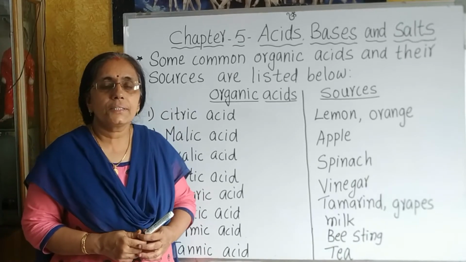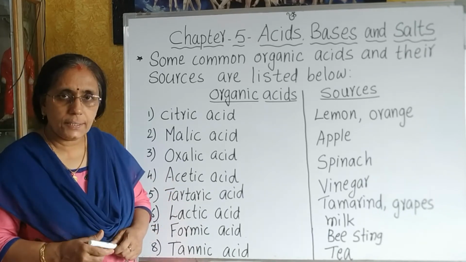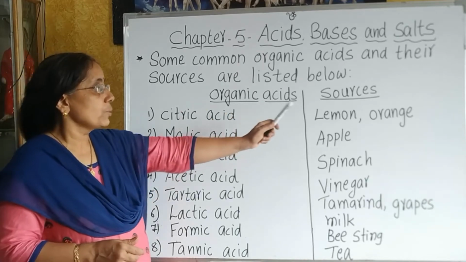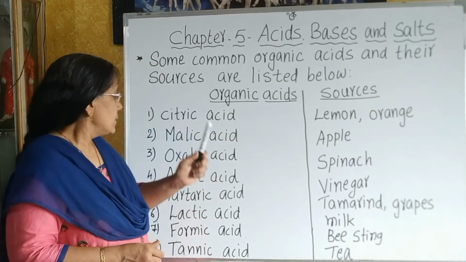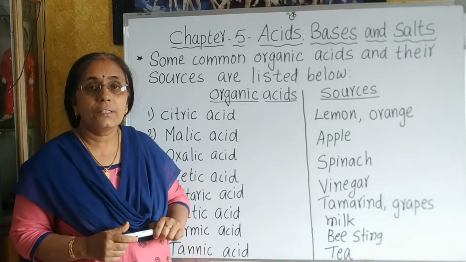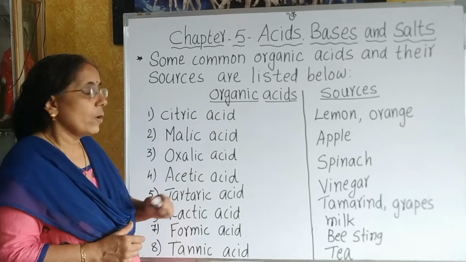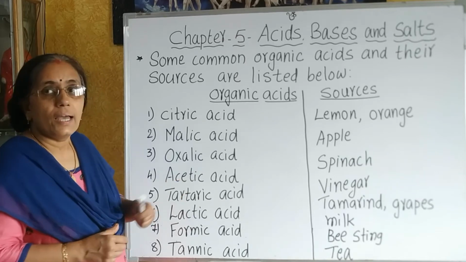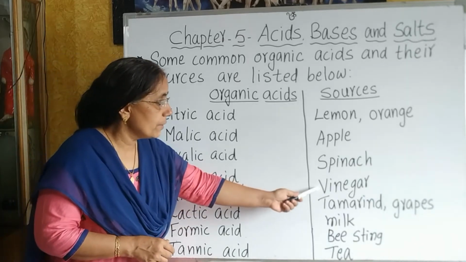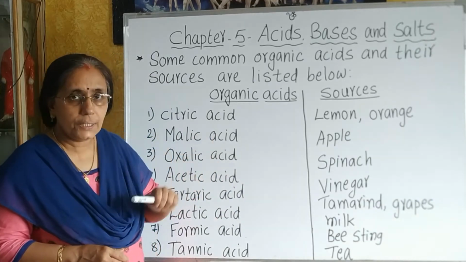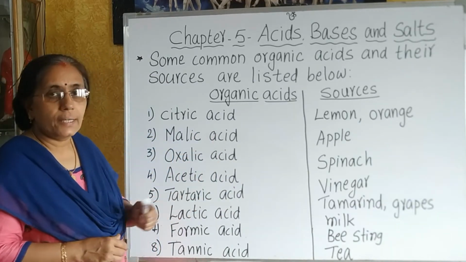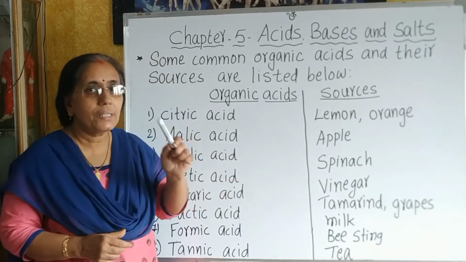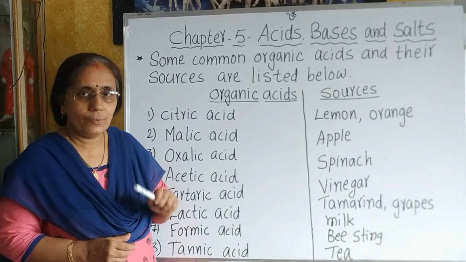Now students, let us see some commonly used organic acids and their sources. First one, citric acid, and the sources are lemon and orange. Second, malic acid, it is present in the apple. Third, oxalic acid. Oxalic acid is present in the spinach. Next is acetic acid. Acetic acid is found in the vinegar, which is used as a preservative. Next is tartaric acid. Tartaric acid is present in the tamarind and grapes. Tamarind means imli, that is sour tasting food.